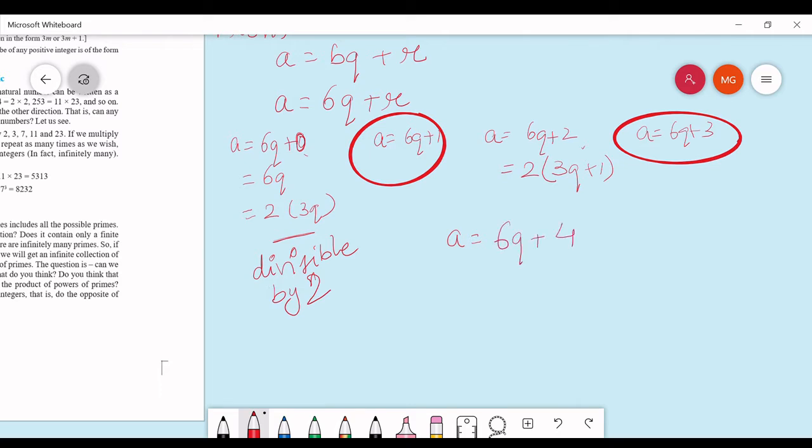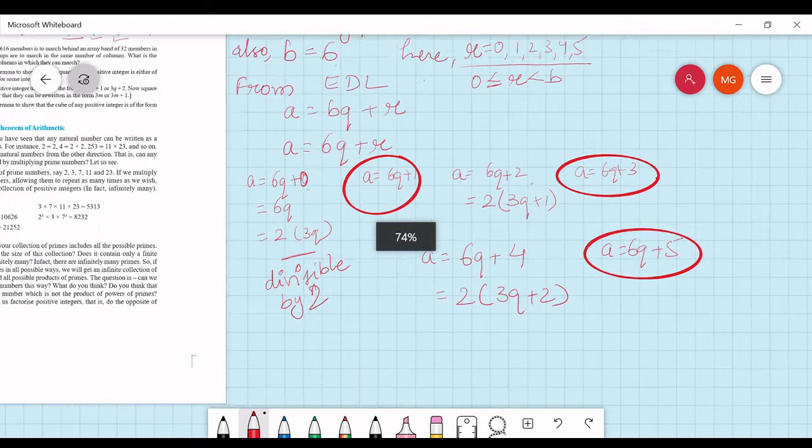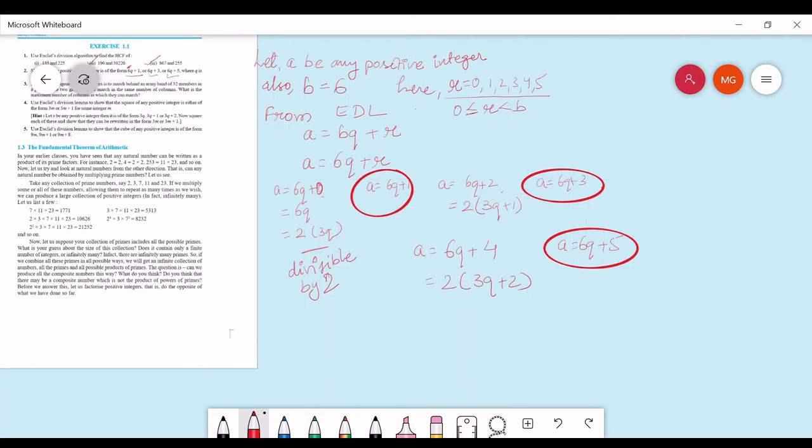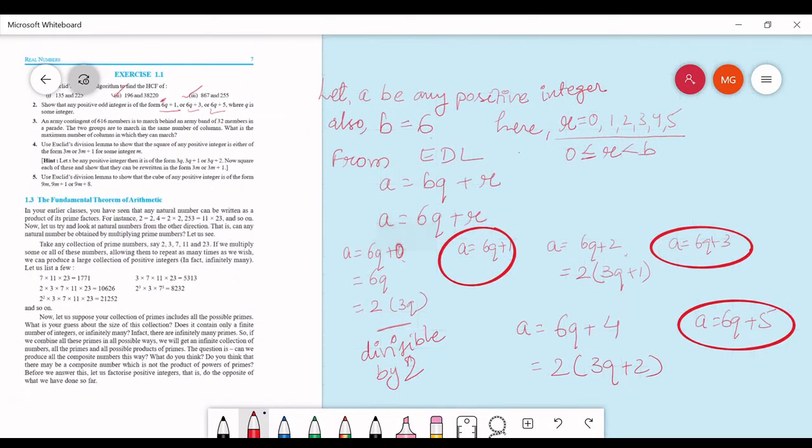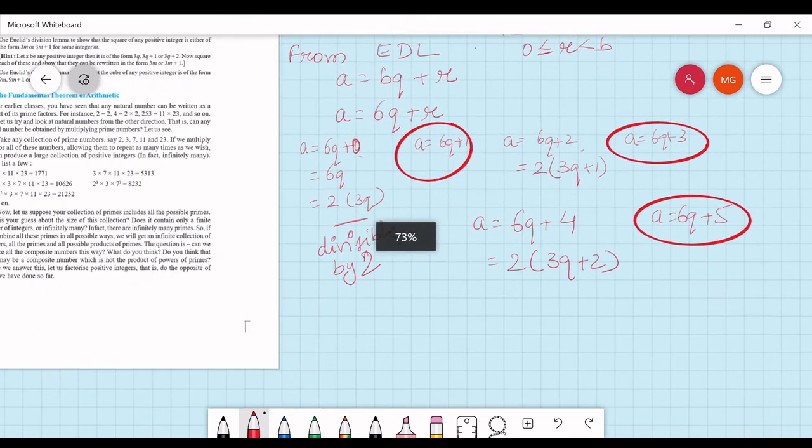6q plus 4, taking 2 common, 3q plus 2. This is also divisible by 2. The last one is equals to 6q plus 5. So this is odd, right? So I hope you have understood that for any positive odd integer, any positive odd integer is of the form 6q plus 1, 6q plus 3, 6q plus 5, right?